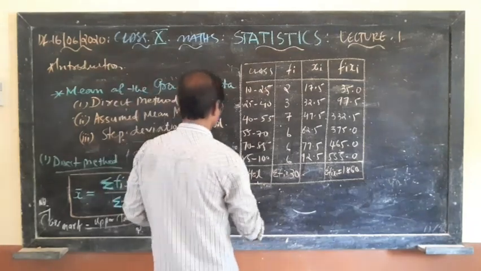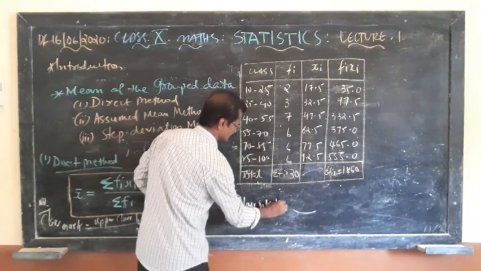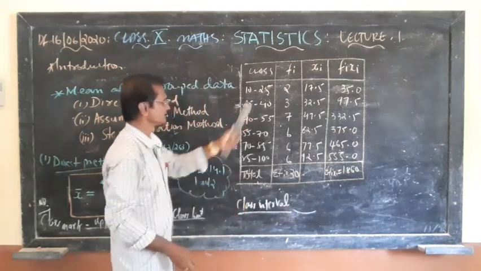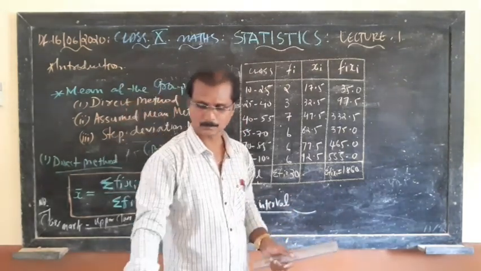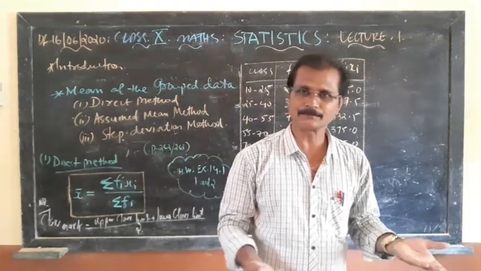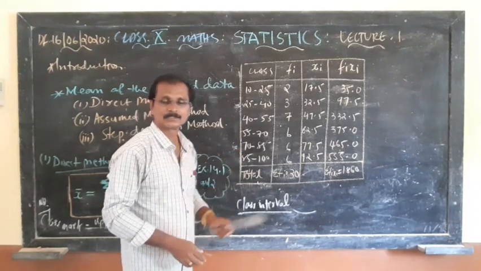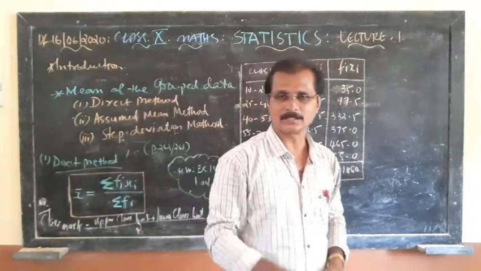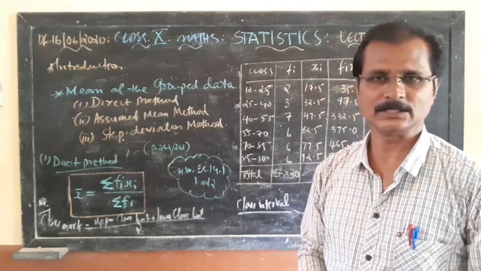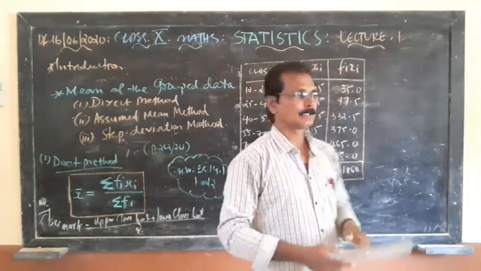The class interval is 15. Here also, 25 to 40, the class interval is 15. But observe, in all these cases the class intervals are the same. Every time the class interval is the same, 15. So you can write it this way.